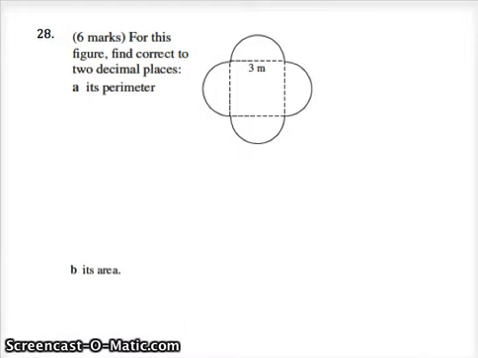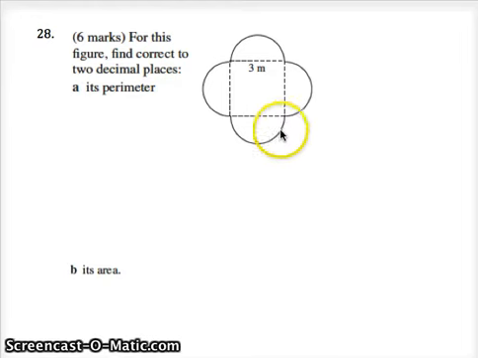Okay, now for question 28. In question 28, we're asked to find, for this figure, the perimeter. So these dotted lines are actually not on the outside of the shape. The outside of the shape I'm going to trace now. It's a half circle and another half circle and another half circle and another half circle. So basically what we've got, a half circle and a half circle.